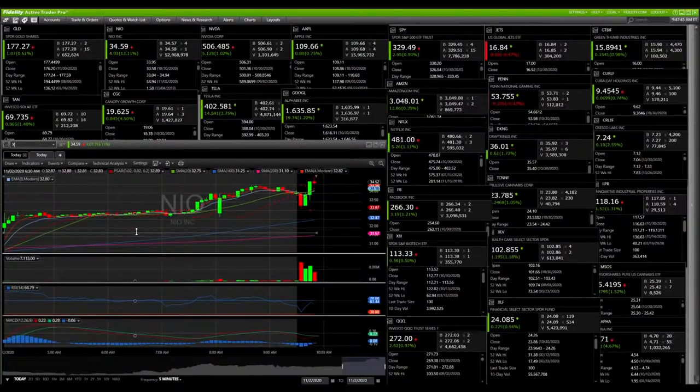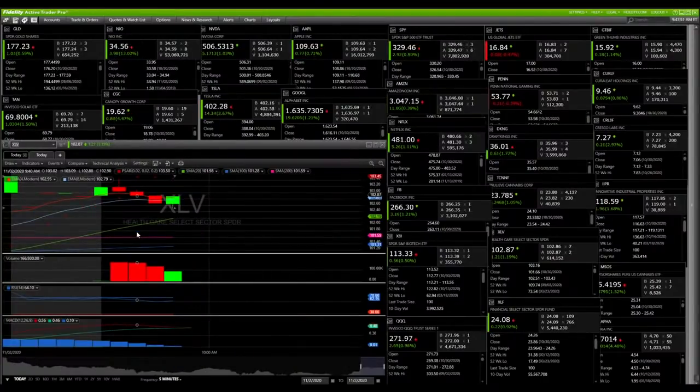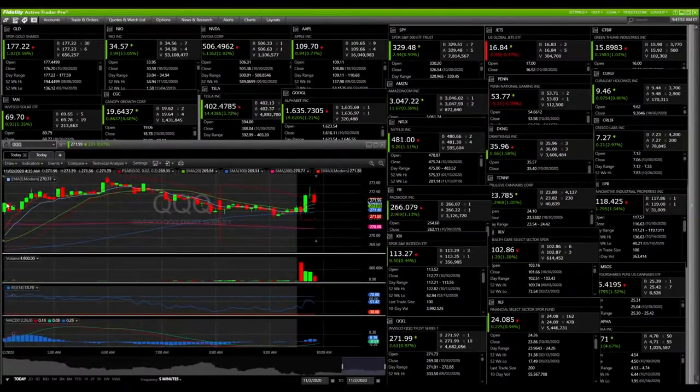Pretty decent bounce for XLF and XLV off their lows. So both of those sectors are very clearly trading in unison. And it definitely looks inverse to QQQ. This relationship between these three sectors could absolutely change at any point, but for right now, that's the way that it's going.